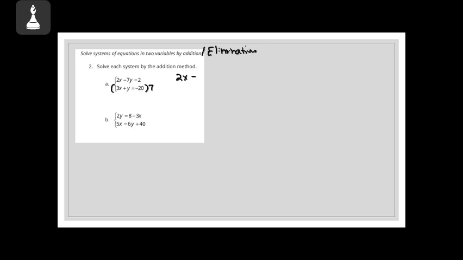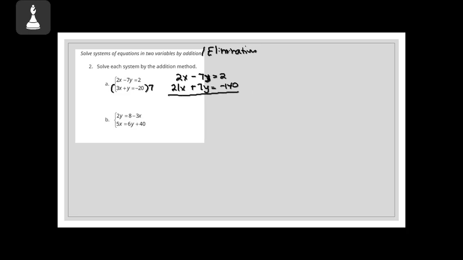I'm going to carry that top equation over. 2x minus 7y equals 2. I'm going to multiply everything in the bottom equation by 7. So this now becomes 21x plus 7y equals negative 140. And it's okay that I did that, because as long as I multiply everything through by that number, I have kept this as an equivalent statement.